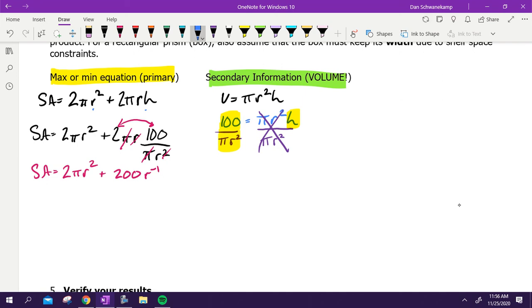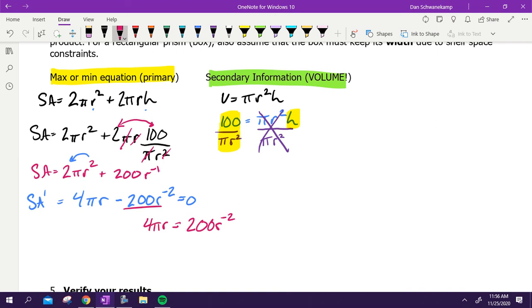So the next thing I got to do is take the derivative. So my derivative here, multiply by 2. So it's 4 pi r, multiply by a negative. So now it's negative 200 r to the negative 2 because I subtract 1 from my exponents. I'm taking that and setting it equal to 0. And I know this is strange, but we're going to solve. Let's just add that over. So it's going to be 200 r to the negative 2, but now it's positive because I moved it across. And that's equal to 4 pi r.